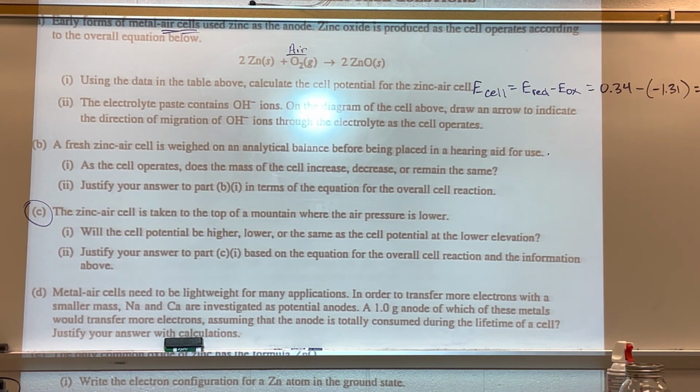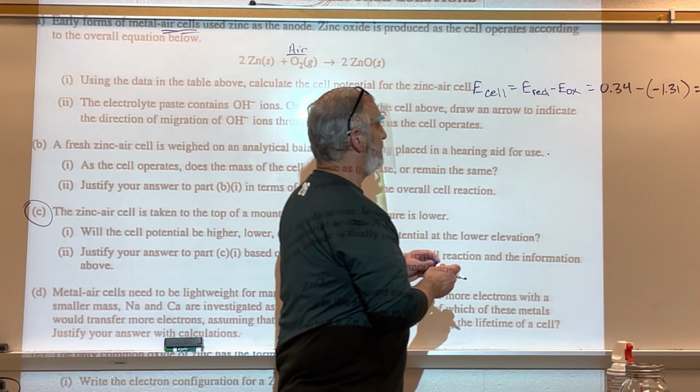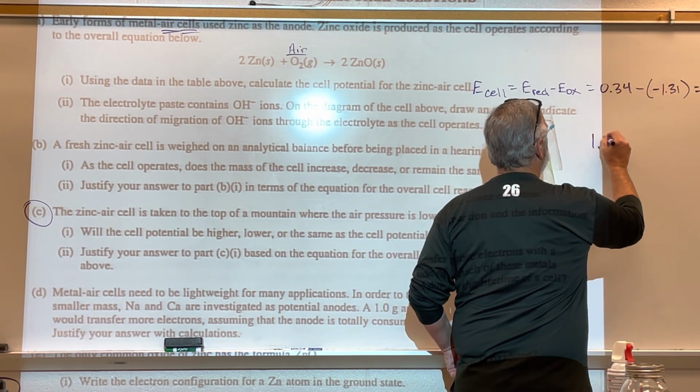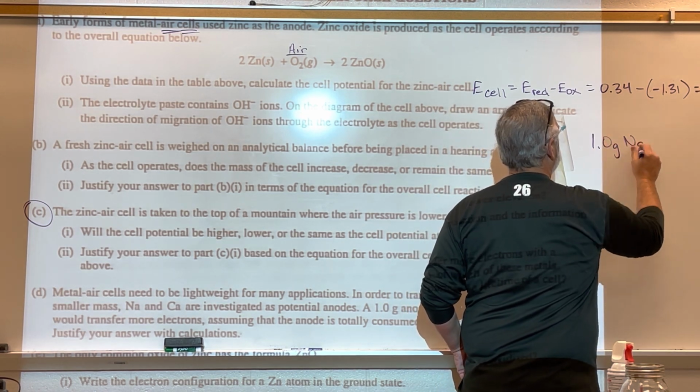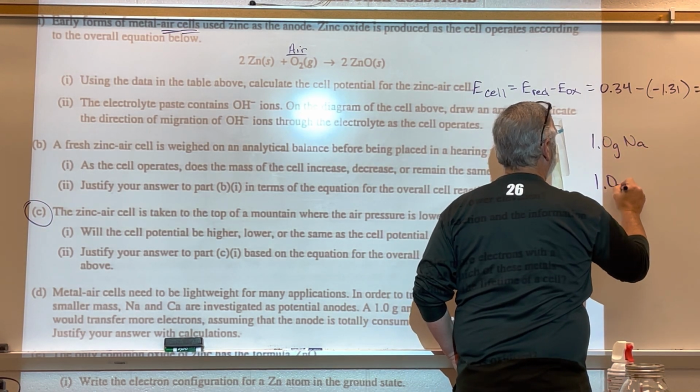Metal air cells need to be lightweight for many applications. In order to transfer more electrons with a smaller mass, sodium and calcium are investigated as potential anodes. A 1 gram anode of which of these metals would transfer more electrons, assuming that the anode is totally consumed during the lifetime of a cell? Justify your answer. So we have 1 gram of sodium and 1 gram of calcium.